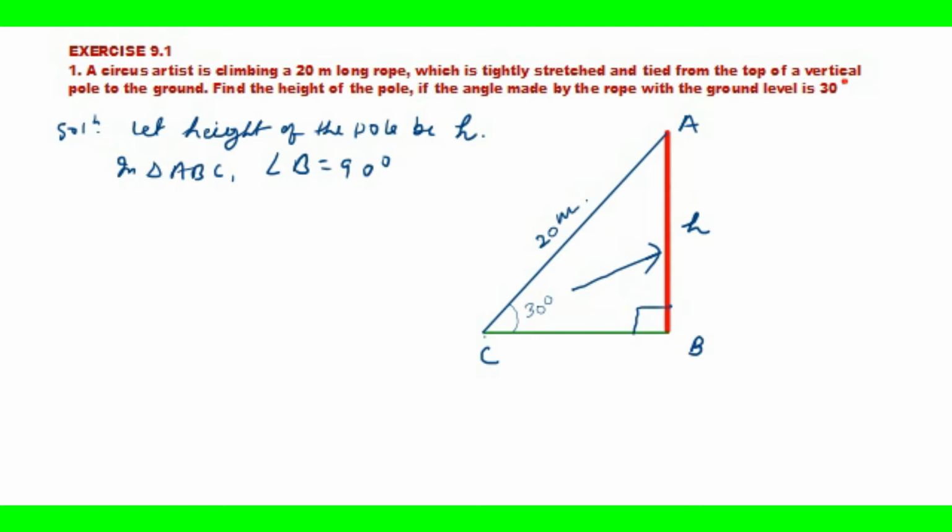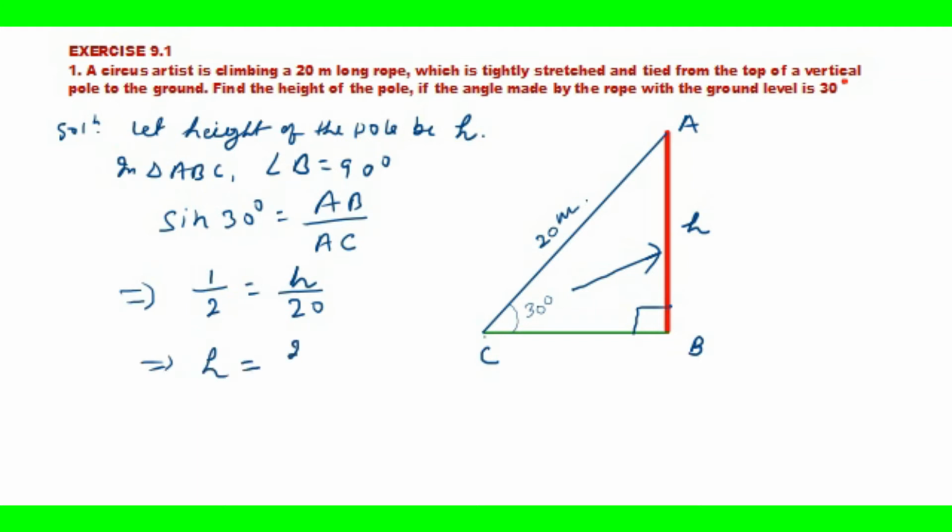In this triangle we will use sine 30 degree, and according to the formula, sine theta is perpendicular by hypotenuse. So perpendicular is AB and hypotenuse is AC. Now we use the value of sine 30 degree, which as you know is 1/2. So 1/2 equals AB, which is h, by AC, which is 20 meter length. If you do the cross multiplication and find the value of h, h will be 20 by 2, which means 10.